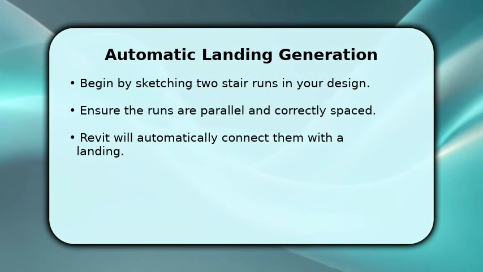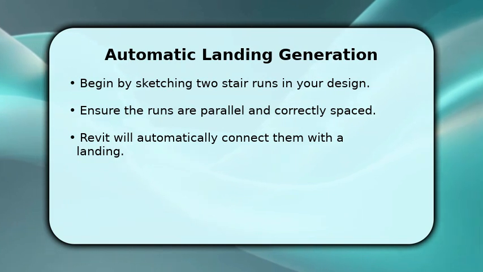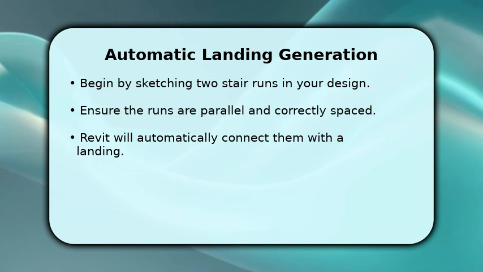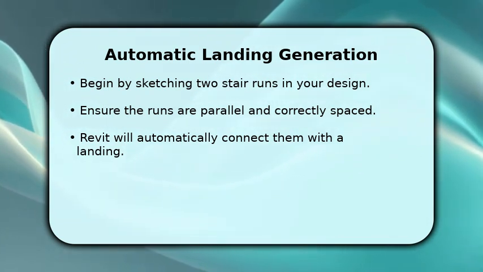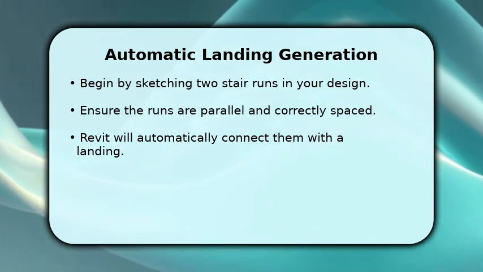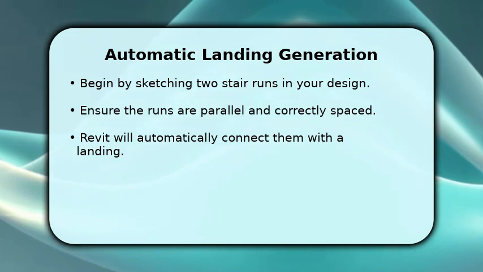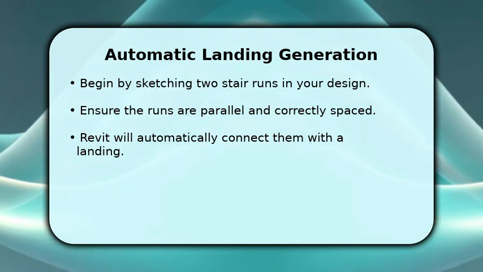Let's start with automatic landing generation, a very efficient method. First, activate the stair command and sketch your initial stair run. Then, sketch a second run, ensuring it is parallel to the first and positioned at the correct elevation. As you complete the second run, Revit intelligently detects the connection point and automatically generates a landing between the two segments, saving you significant time and effort in your design process.